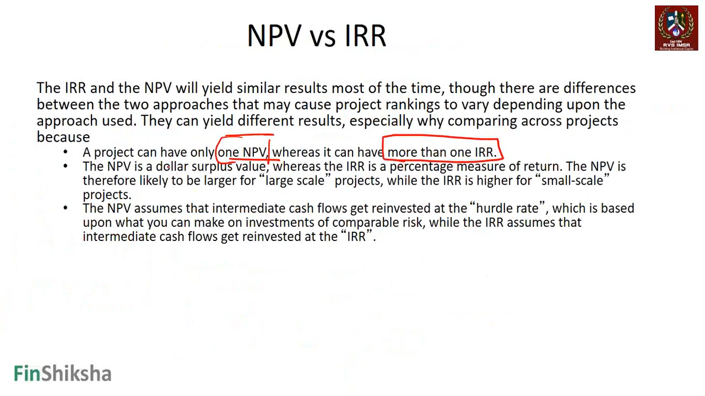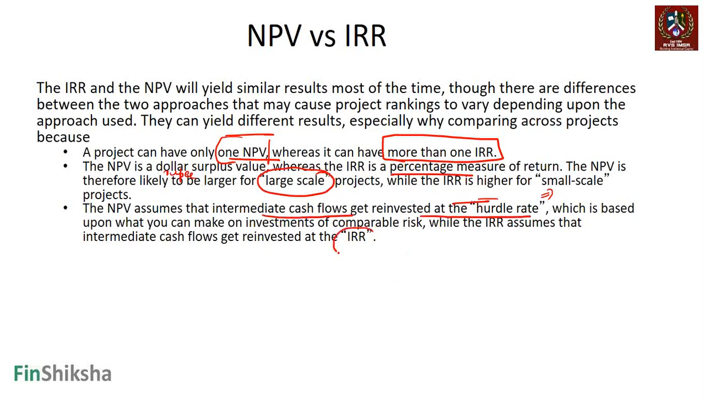The NPV is a dollar or a rupee surplus value essentially. It's a nominal surplus value, right? Whereas IRR is a percentage measure. So NPV is going to be larger for large scale projects. IRR is higher for smaller projects in general, right? IRR favors smaller projects, NPV favors larger projects because on larger projects you'll get a bigger value. The NPV assumes that intermediate cash flows get reinvested at the hurdle rate.